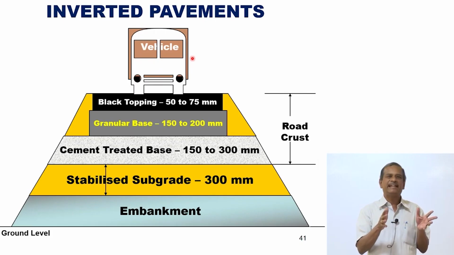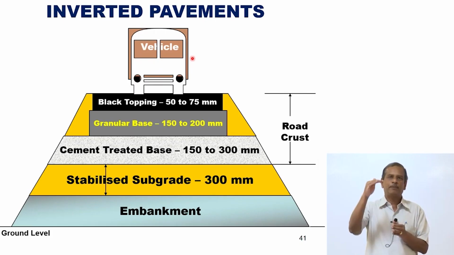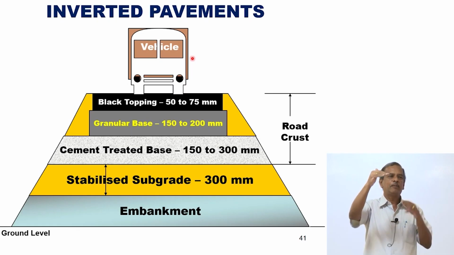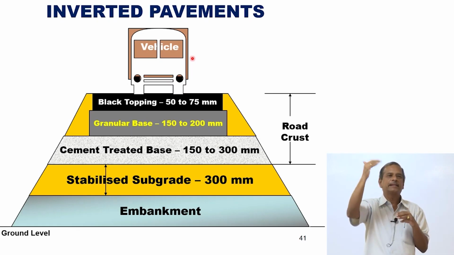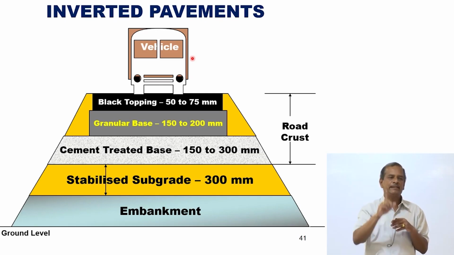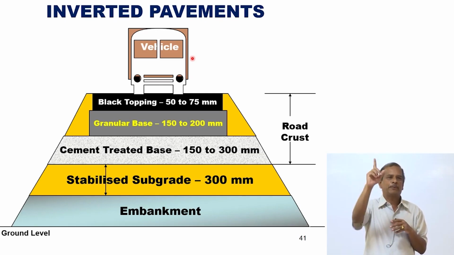What I am trying to do with an inverted pavement is that in a conventional pavement, when we talk of a bituminous pavement, I have a bituminous layer, a granular layer, a subgrade soil. The strength of the granular layer will be more than that of the soil. The strength of the bituminous layer will be more than that of the granular layer. So, the strength will increase as you go from bottom to top.